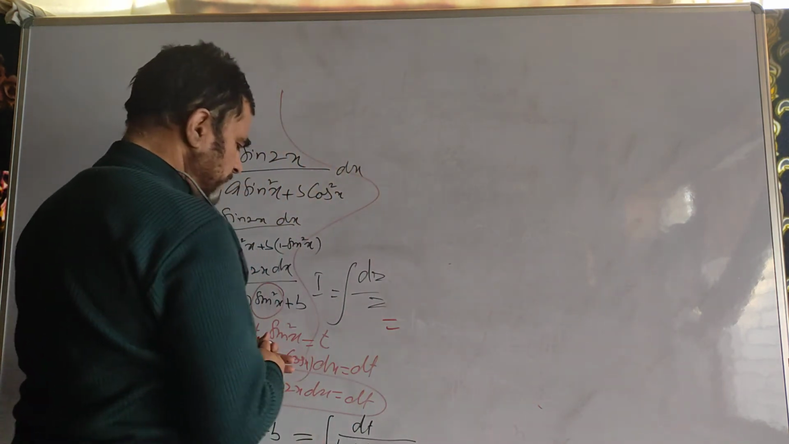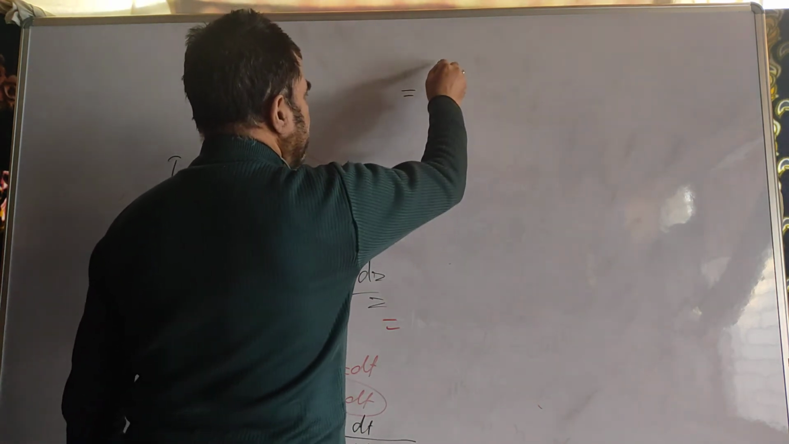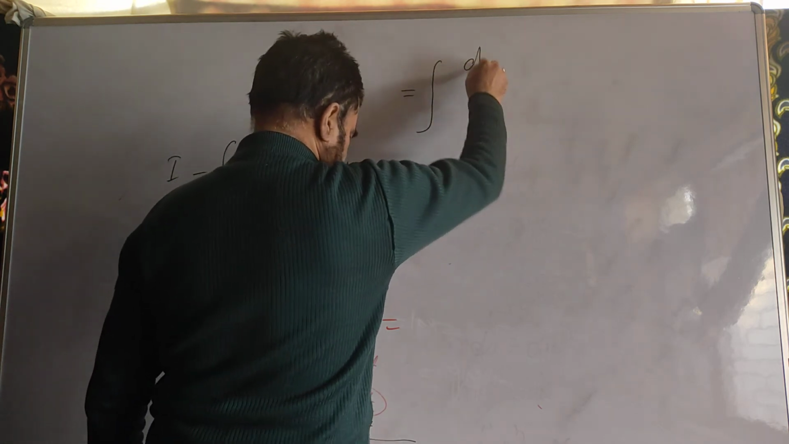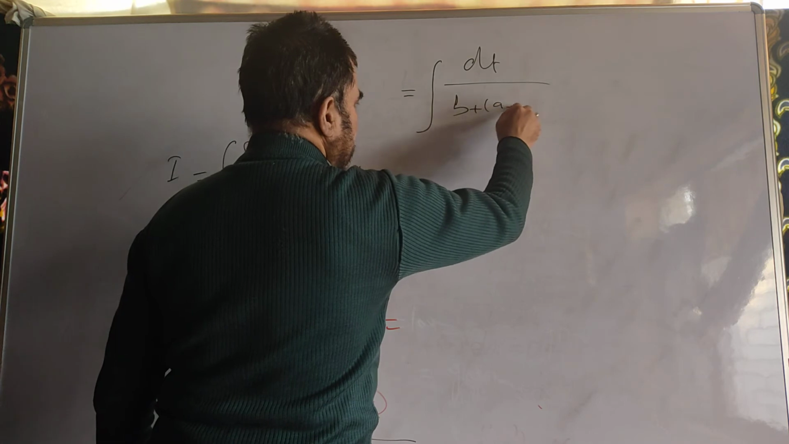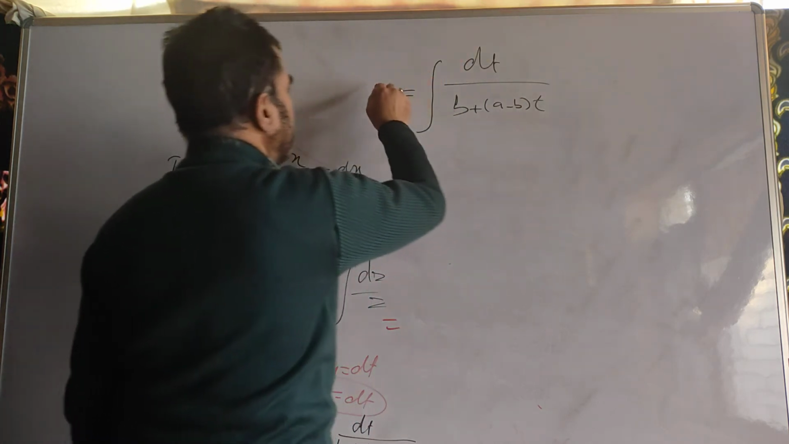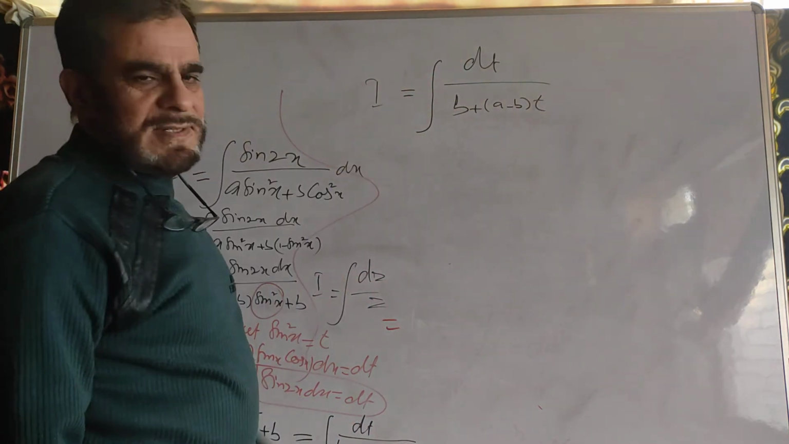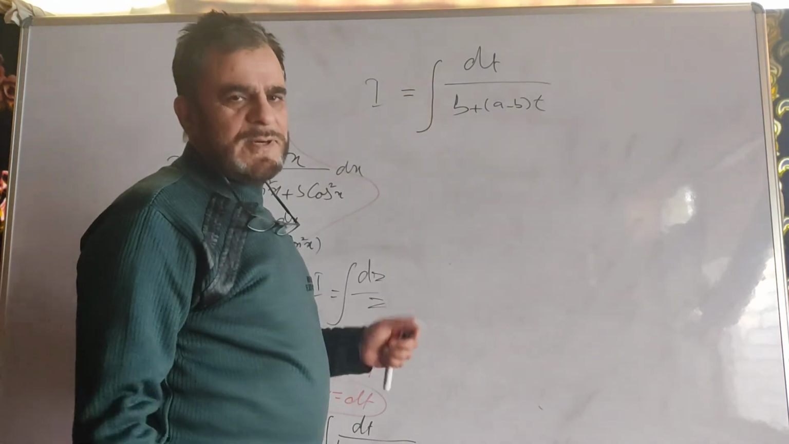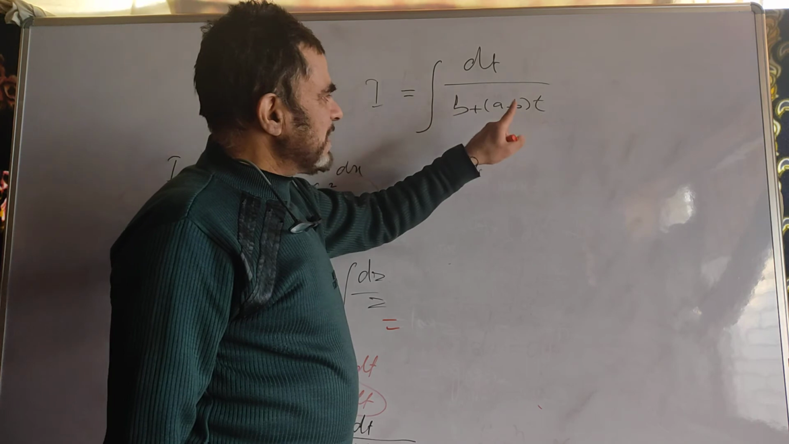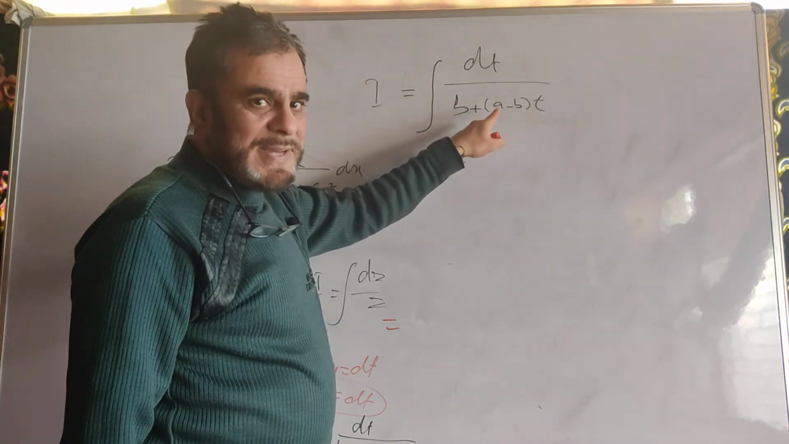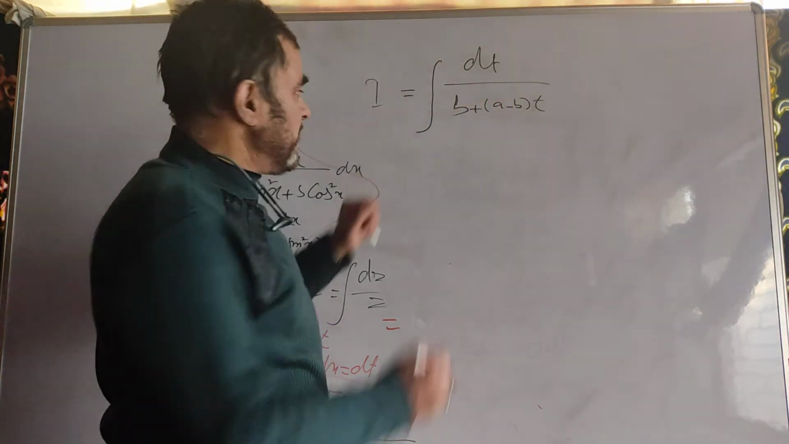So the integral of dt by b plus a minus bt, how do I proceed? I can go by the f dash x by fx form. If I differentiate b plus a minus b into t with respect to t, what is this? A minus b. So here it should be a minus b. I can go this way.